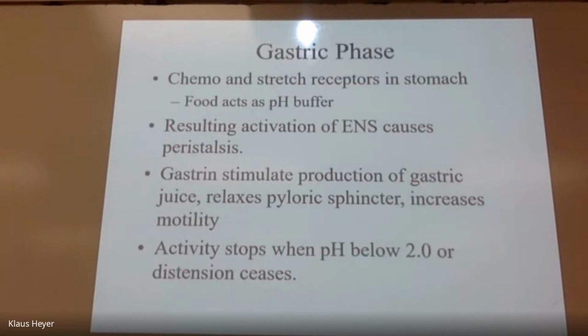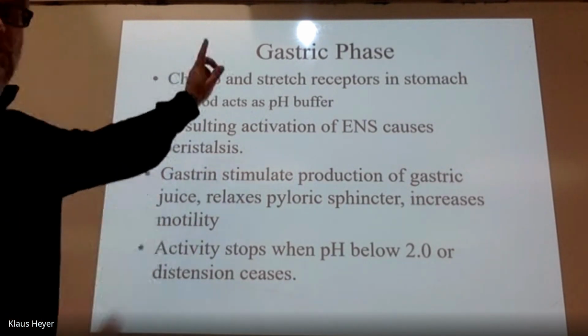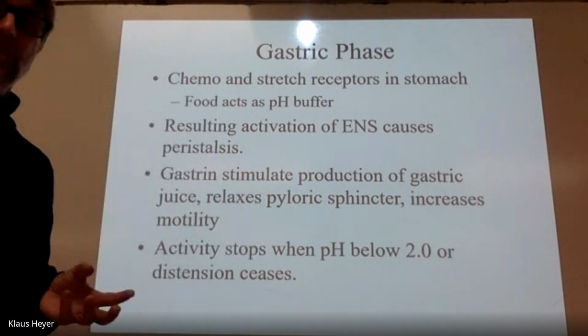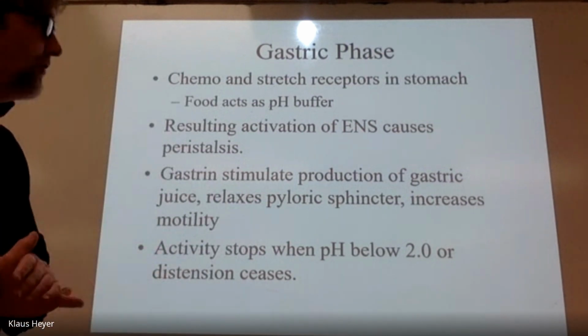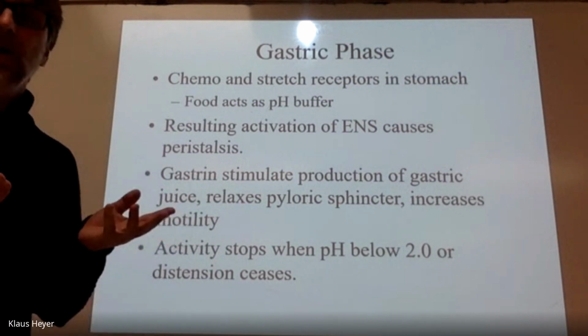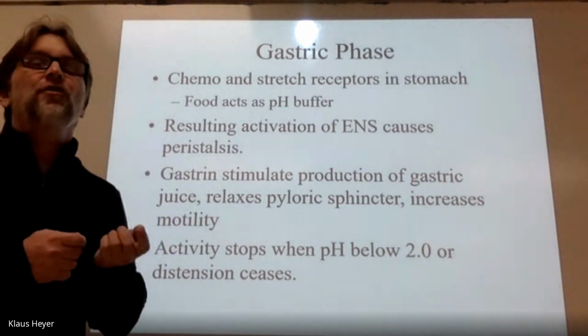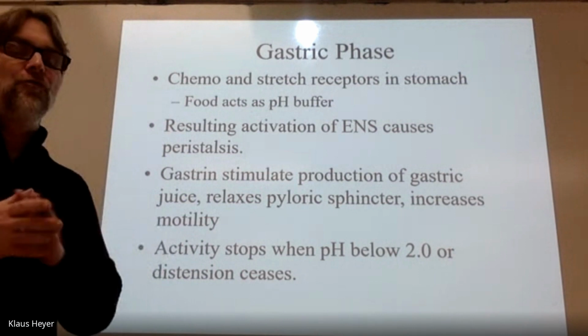Now the food's got into your stomach. So you chewed up the food, swallowed it, went down into your stomach. You have chemoreceptors and stretch receptors. Stretch, because the stomach's going to stretch as you put food in it. Chemoreceptors, because the pH of the stomach is going to go up as you put food into it.